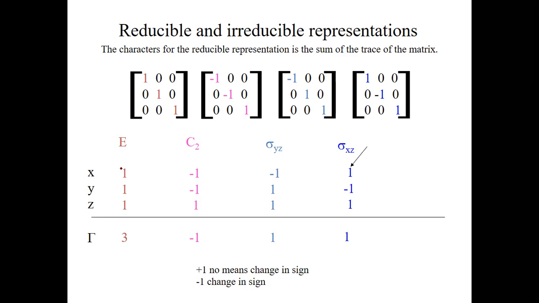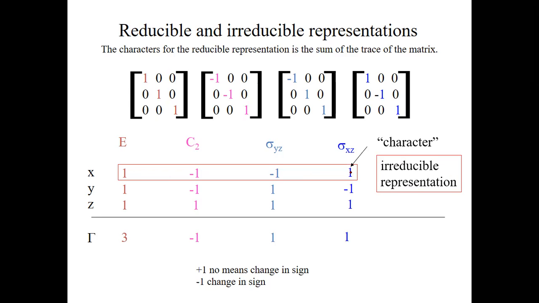Okay, so now each row of numbers is called a so-called irreducible representation. And these numbers here are called so-called characters of the irreducible representation. So this set of characters here would be the irreducible representation for the coordinate x. This set of characters here would be the irreducible representation for the coordinate y. And these four characters here would be the irreducible representation for the coordinate z.